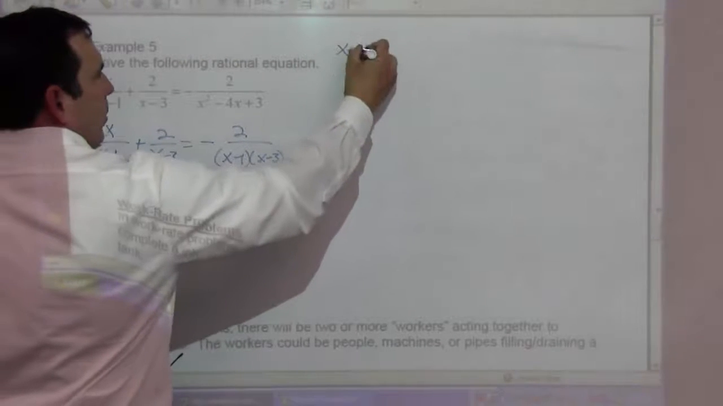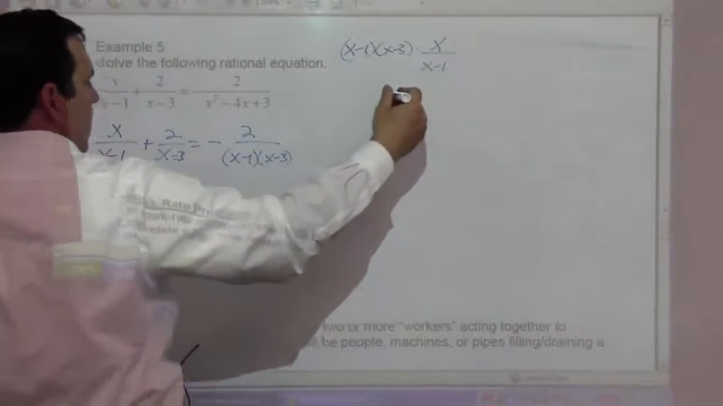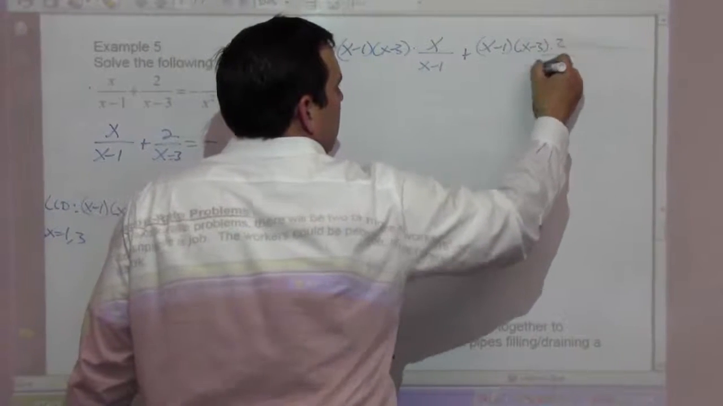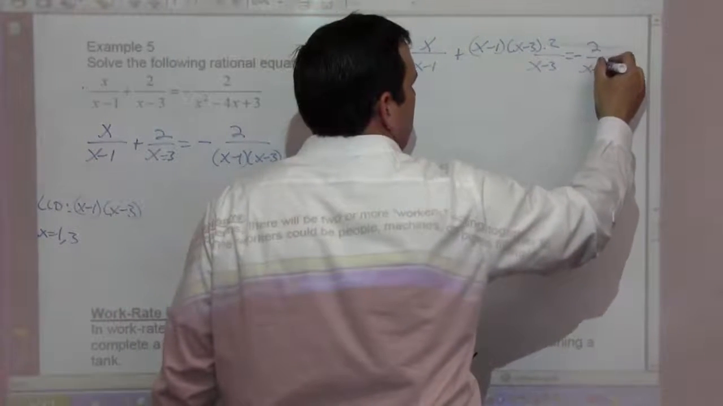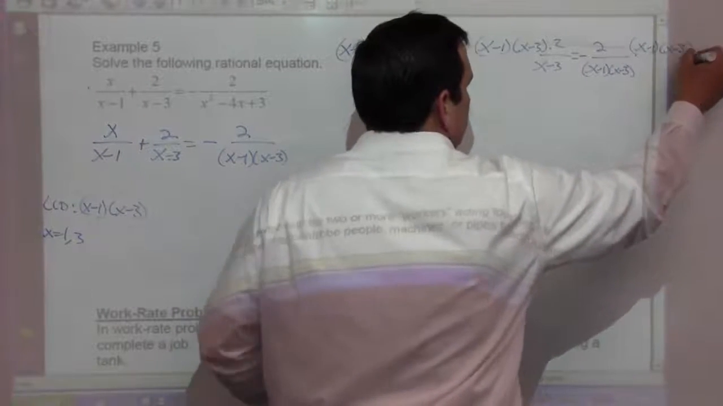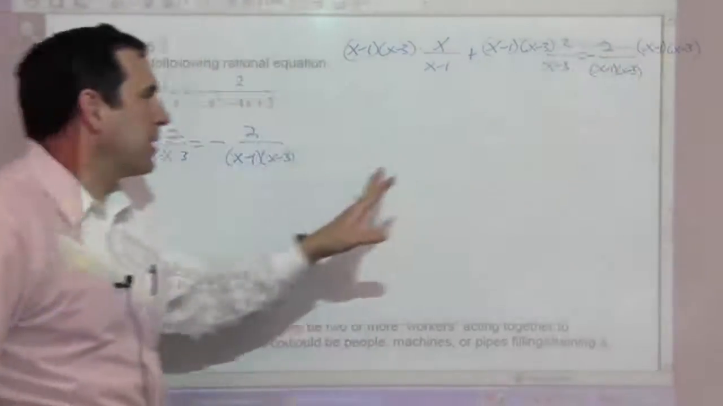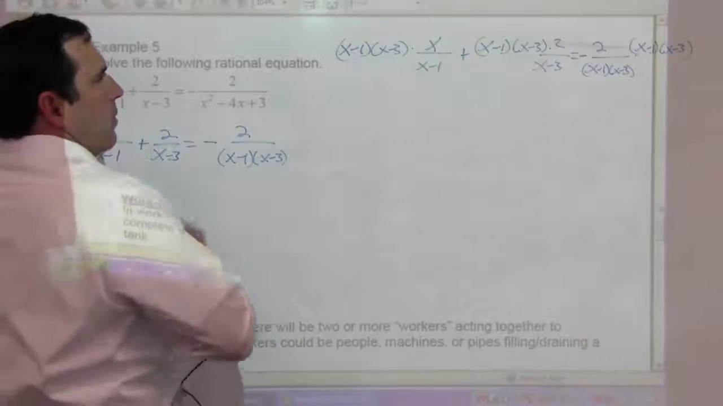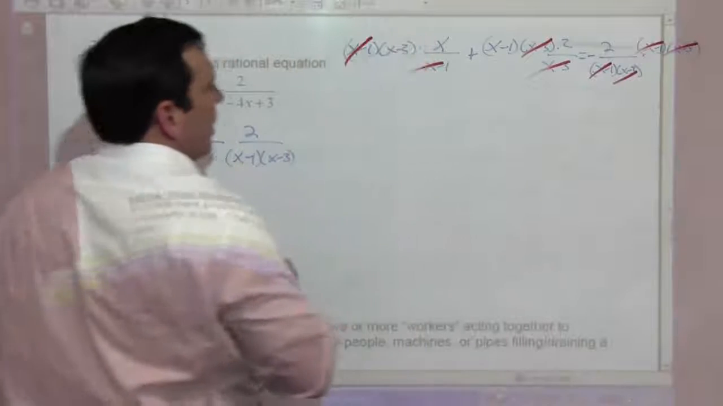We'll do x minus 1 times x minus 3 times x over x minus 1, plus x minus 1 times x minus 3 times 2 over x minus 3, equals negative 2 over x minus 1 times x minus 3, times x minus 1 times x minus 3. So I'm multiplying everything. Every term gets multiplied by this least common denominator. Every term. This divides out. The x minus 3's divide out. Both of these will divide out.